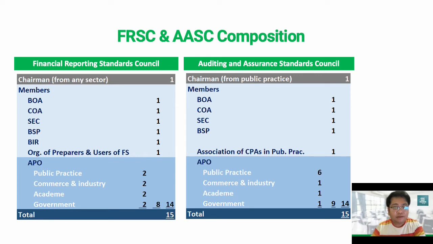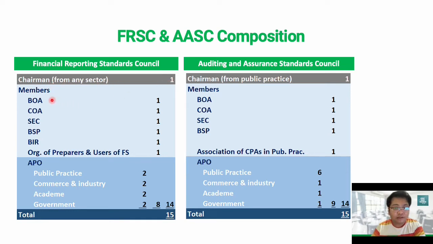Now, this is the composition of the FRSC and AASC, in accordance with the IRR to RA 9298. So take note that this is in accordance with the IRR to RA 9298. Both of the councils have 15 total members, including the chairman. For FRSC, the chairman should be a senior accounting practitioner from any sector of accounting practice.